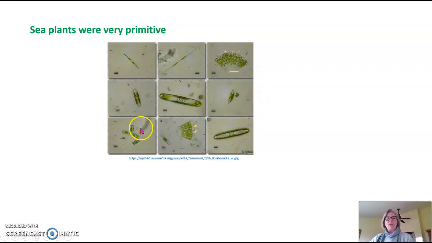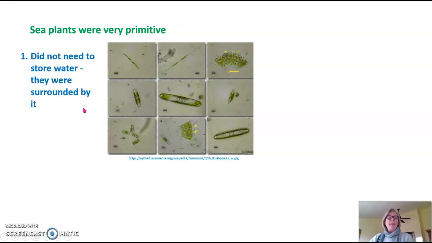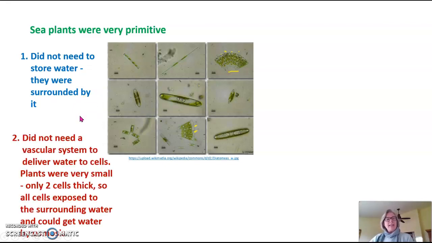I have some examples here of what these sea plants might have looked like. Of course, we don't have any living examples of what these prehistoric plants would have looked like, but they likely would have been small, mainly single-cellular, photosynthetic organisms. They didn't need to store water. They were surrounded by it. And they didn't need a vascular system to deliver water to cells. As I said, they were very small, a maximum of only 2 cells thick.